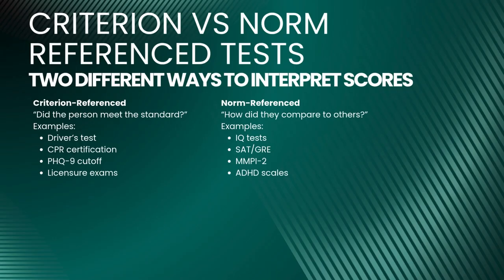Examples here might be IQ tests, SAT or GRE scores, personality measurements like the MMPI-2, or many ADHD and behavioral assessments. So now we're talking about ranking and comparison, and this is where percentiles and standard scores become important. Sometimes I explain this using reality TV competition shows. So criterion referenced would be, can this contestant sing on key? Norm referenced would be, was this contestant better than the other contestants? Those are very different questions.